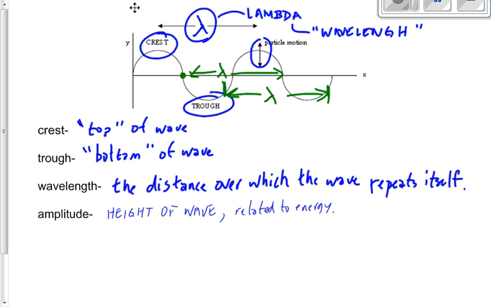Now, we're going to label that. The amplitude can be measured from the equilibrium position to the top of a crest, or it can be measured from the equilibrium position to the bottom of a trough. Where it's not measured is from the top of a crest to the bottom of a trough. That's not the amplitude. Okay, that's wrong. The amplitude is always measured from the equilibrium position to the top or the equilibrium position to the bottom.